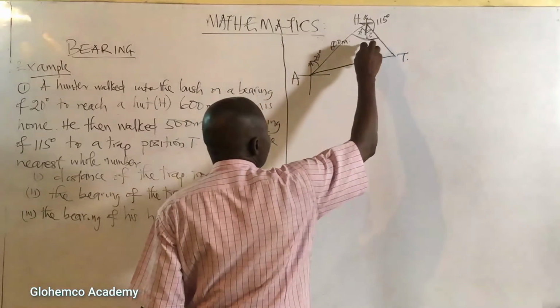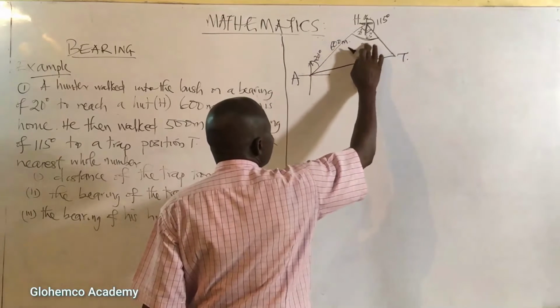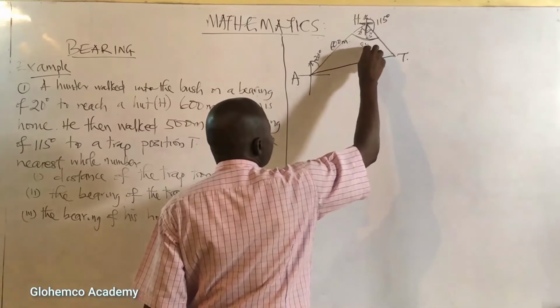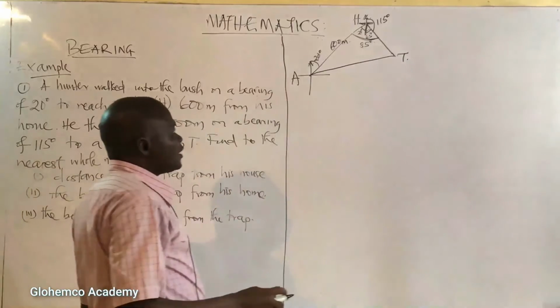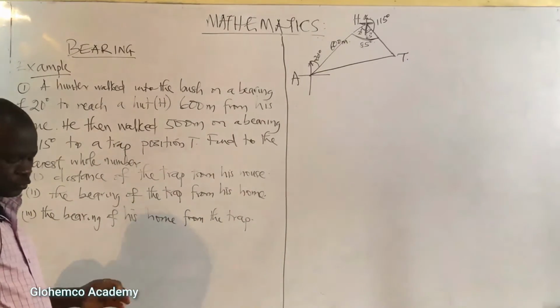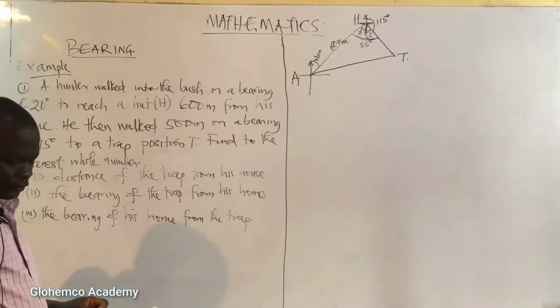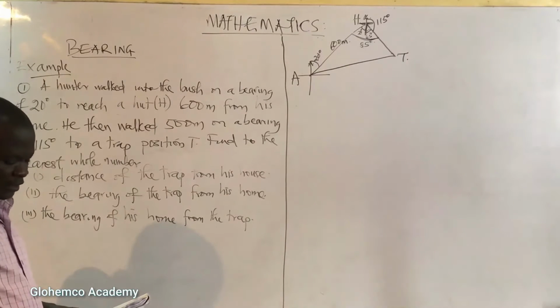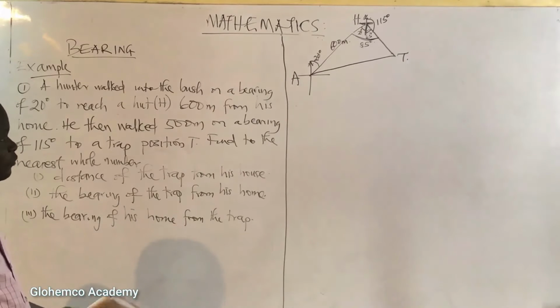20 plus 65 will give us 85 degree. That means our angle H is equal to 85 degree. Now, what is the question? Then we can now go back to the question.